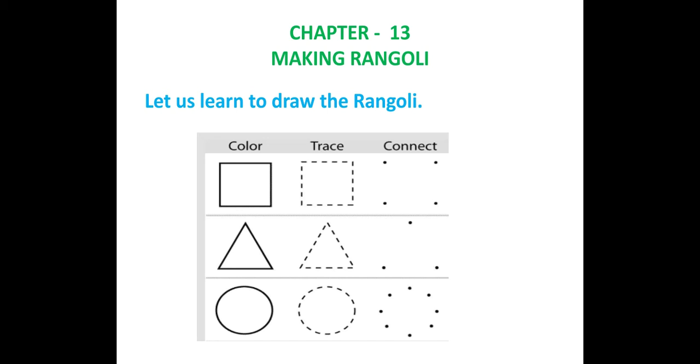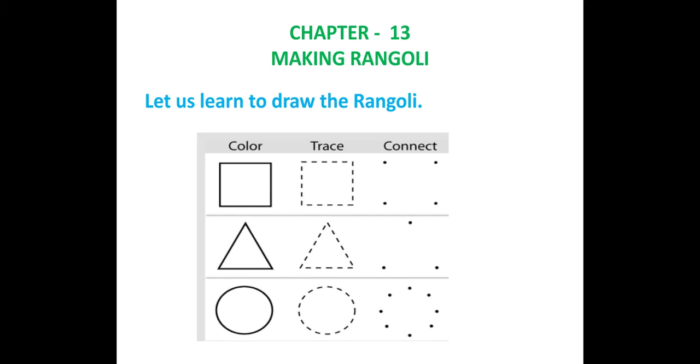Third one is the circle. What is the spelling for circle? C-I-R-C-L-E, circle. Using trace we will connect the dots and finally we get the circle. In connect they have given some dots for the circle. We have to connect them and we can get the shape of a circle.